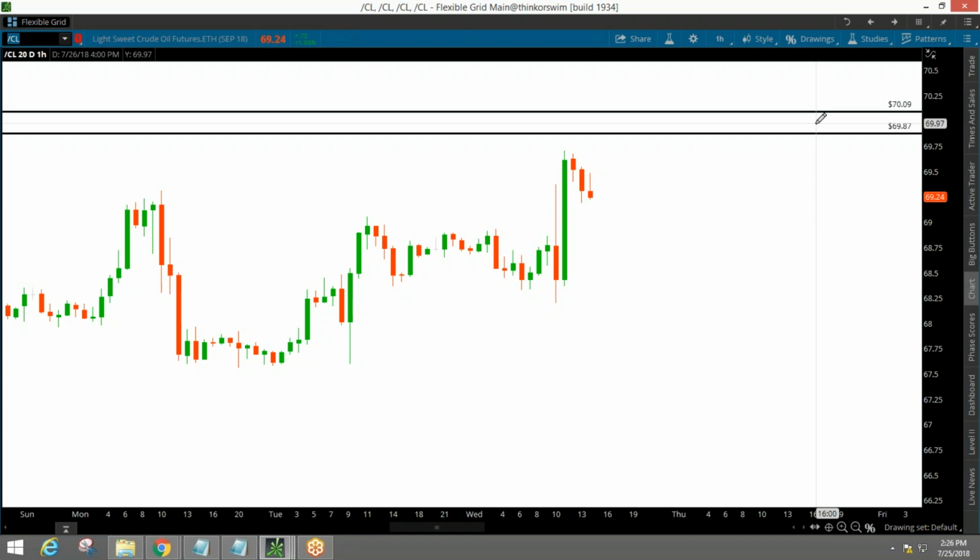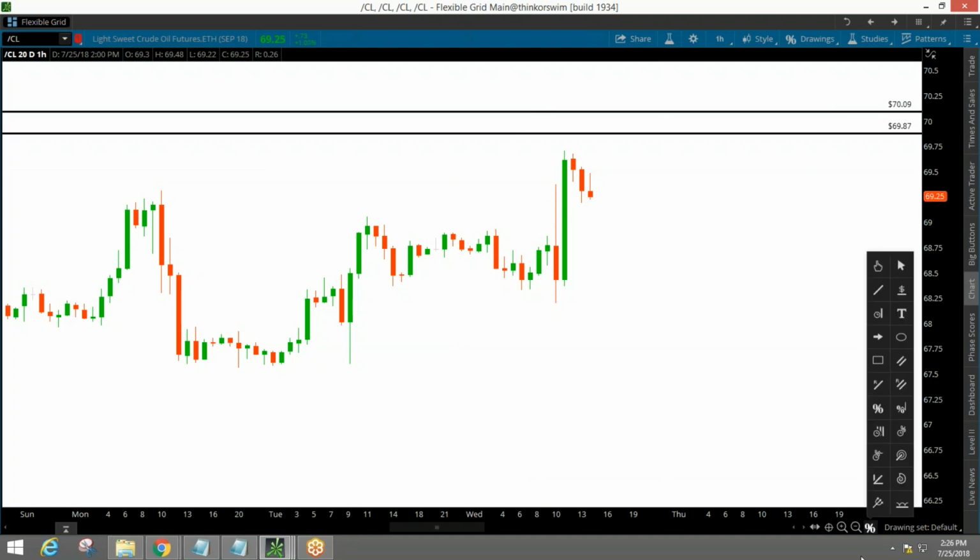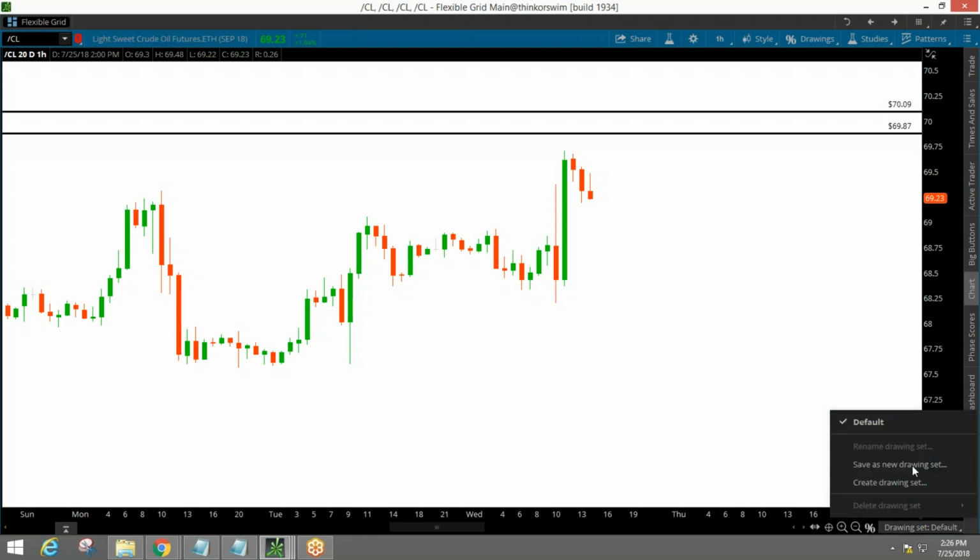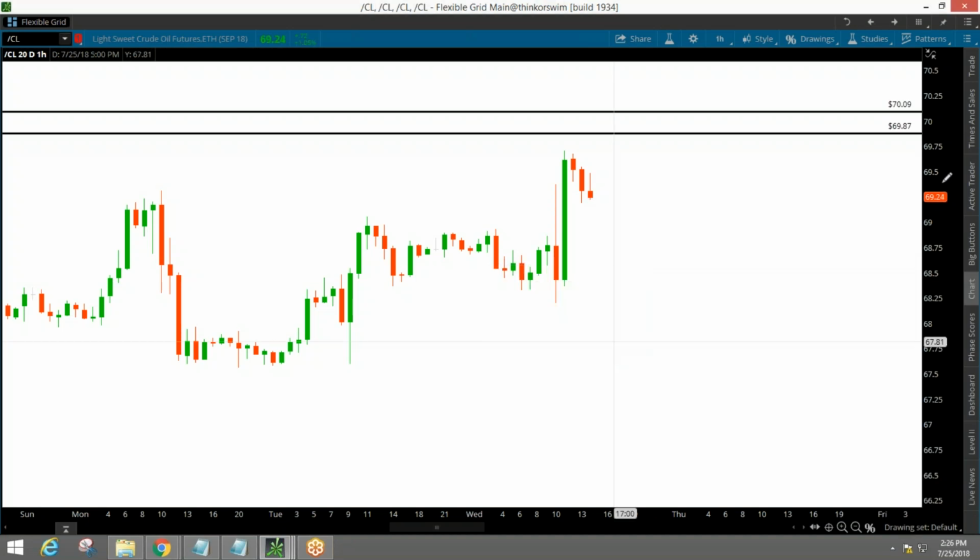So if it's $10 per point, what does that risk equal? I'm subtracting 70 from 69. Whatever way you want. 22 cents. So if each point is $10, what does that equal?